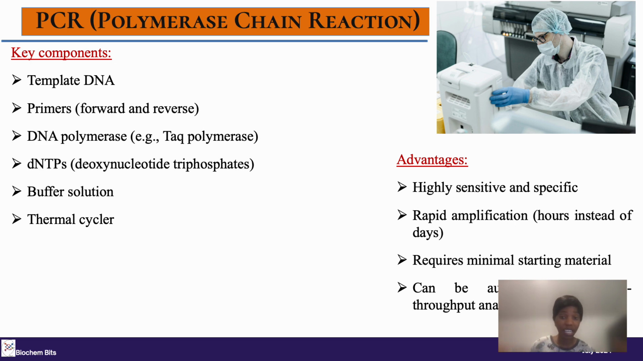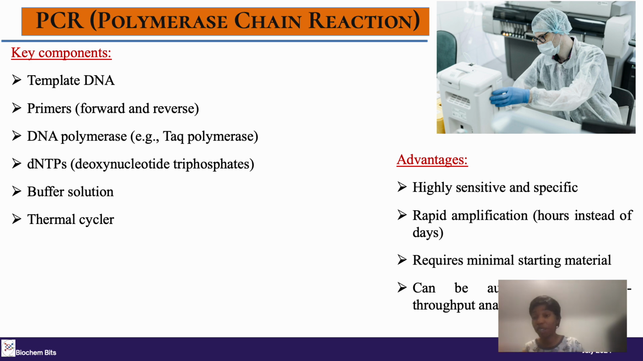The thermocycler basically is to amplify the target sequence, and you have millions of copies of what you really want. Now, the advantages of PCR are numerous, and that is why it's one of the go-to techniques in biochemistry. It's highly sensitive and also very specific, even though there may be room for error if you're not careful with your experimentation or your procedure.